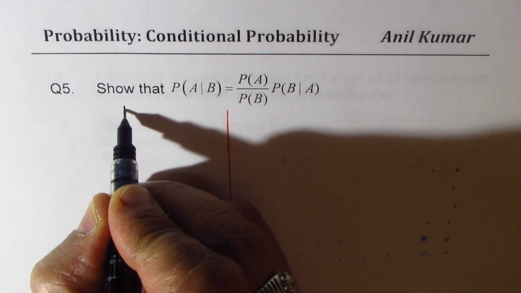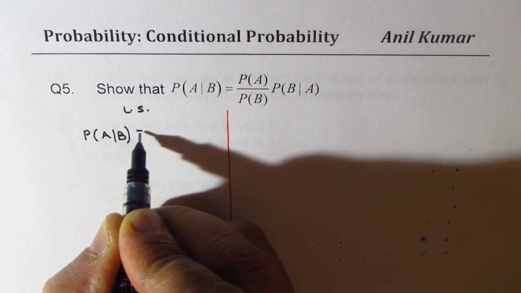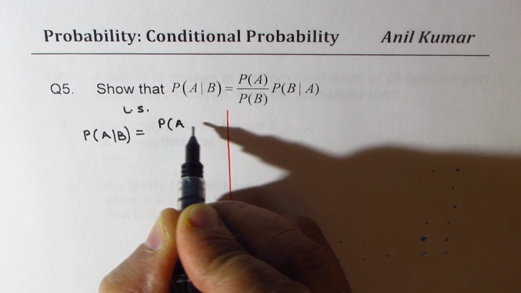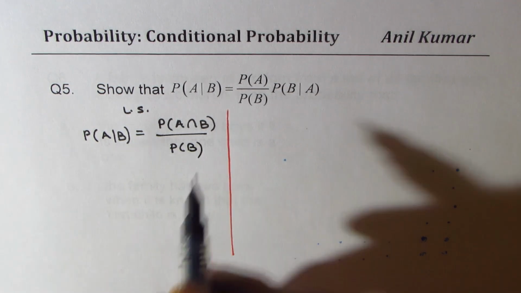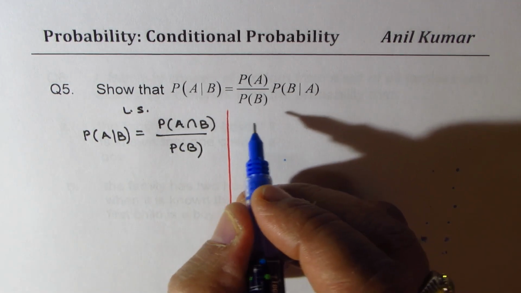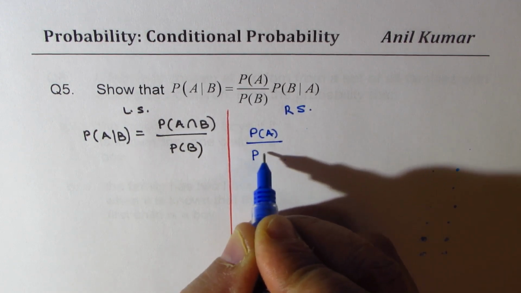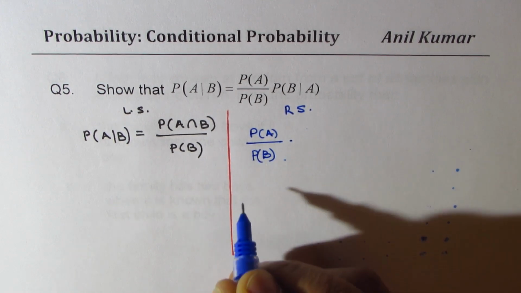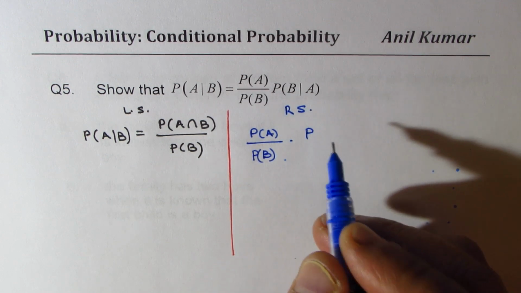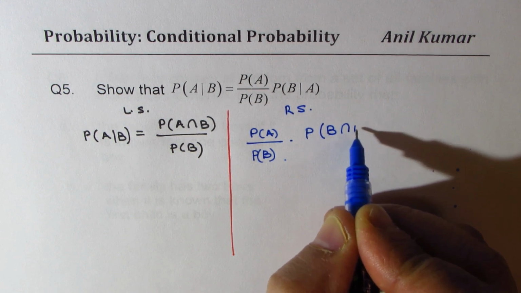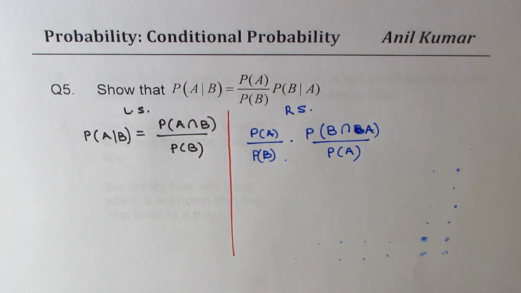So for the left side, we have probability of A when B has occurred. As you know, the formula is probability of A and B, their intersection, divided by probability of B, correct? Now on the right side, we have probability of A divided by probability of B times probability of B when A has occurred. So that would be probability of B intersection A divided by probability of A, correct?